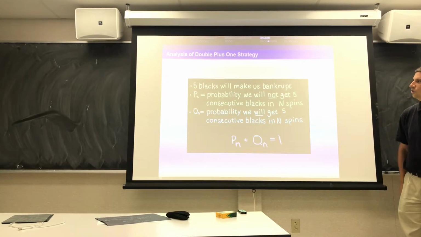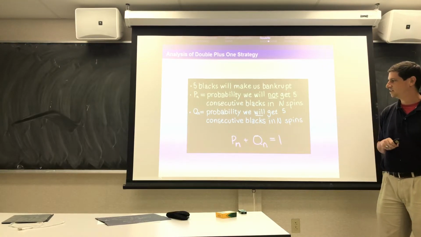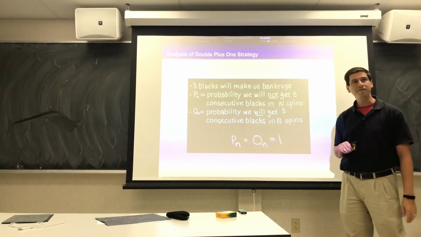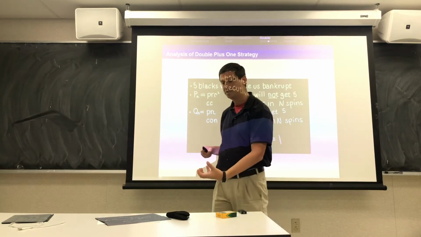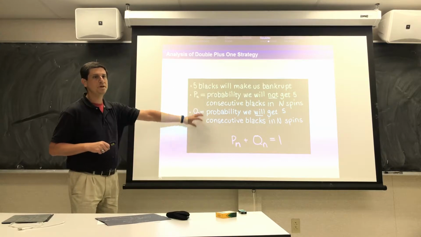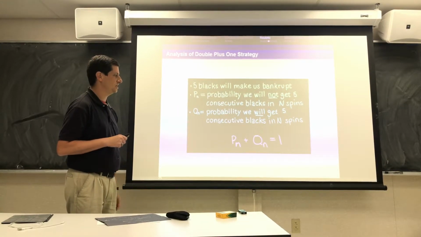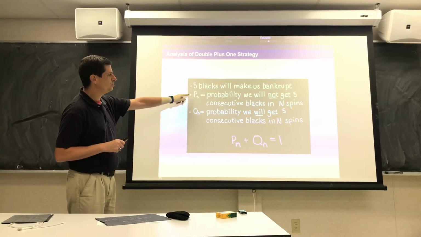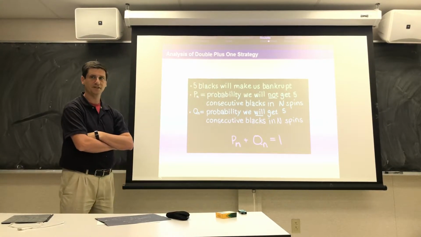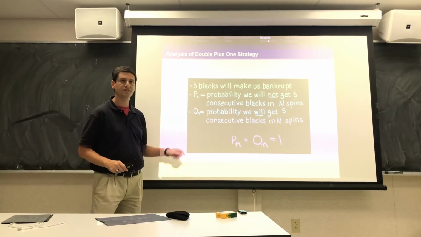All right. So let's let Pn be the probability we will not get 5 consecutive blacks in n spins. And then we'll let Qn be the probability that we will get 5 consecutive blacks in n spins. It's often easier to calculate the probability that something doesn't happen than to calculate the probability that something does happen. So this is one of the big ideas. And it turns out one of them is easier to calculate than the other. It's easier to calculate the probability we do not get 5 consecutive blacks. And then if we do that, then we can easily calculate the probability we do get 5 consecutive blacks.